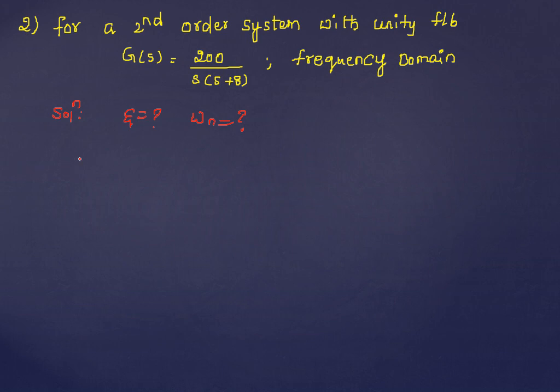So I am taking the open loop transfer function. The given open loop transfer function G of S is equal to 200 upon S into S plus 8.